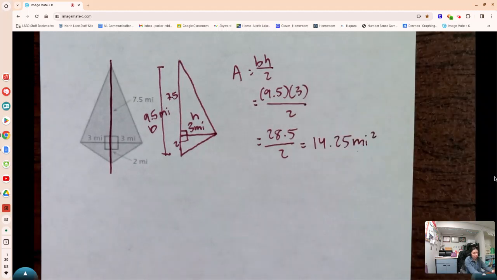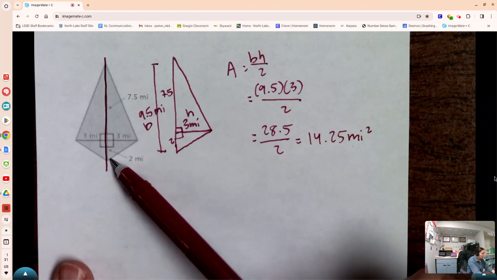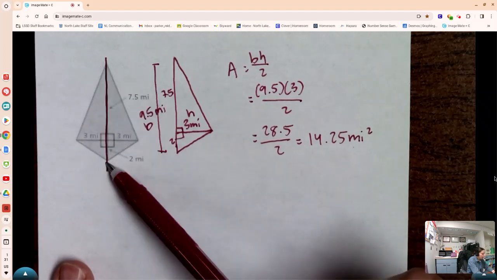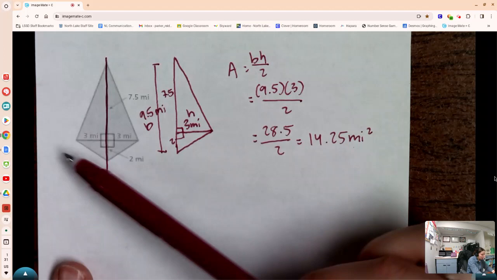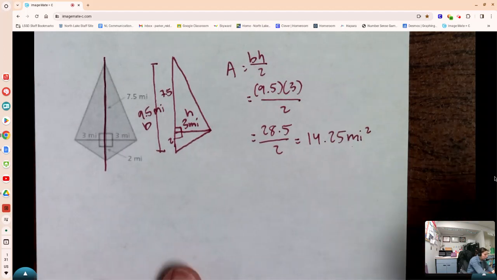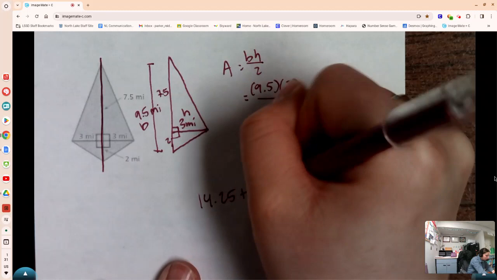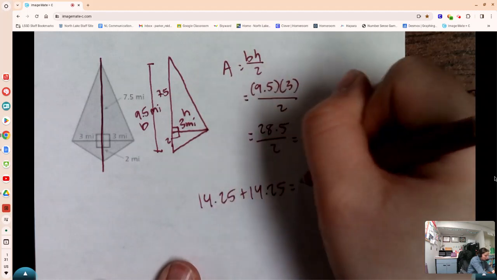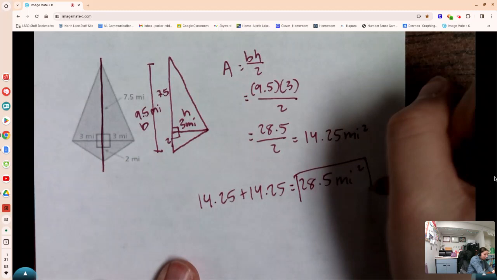Again, I know some of us are going to be really tempted to say, I'm done. But this was just one triangle, one half of the kite. I now need to find the area of the other half. Thankfully for us, we split it in a way that this area is the same as the one we just found. So I can just go ahead and double that or add it together 2 times. And I get 28.5 miles squared. That's the full area of the kite.